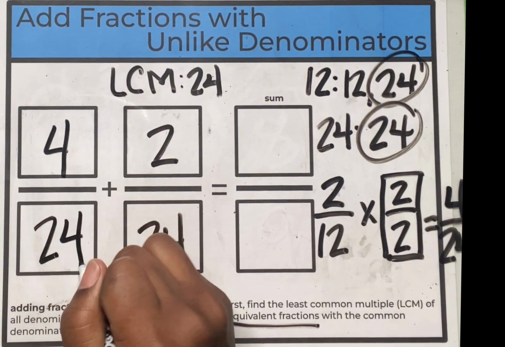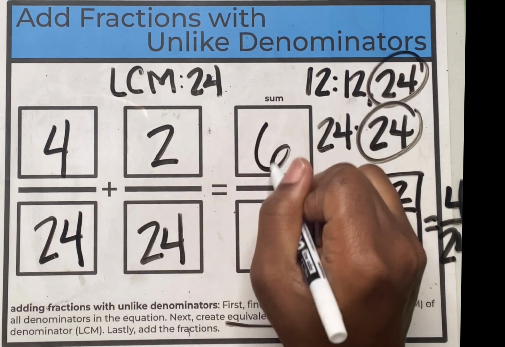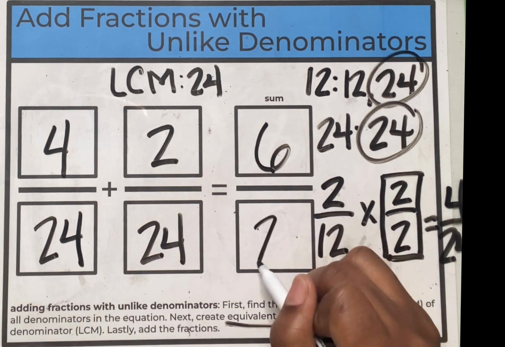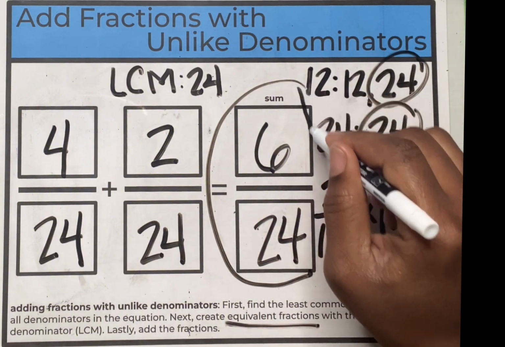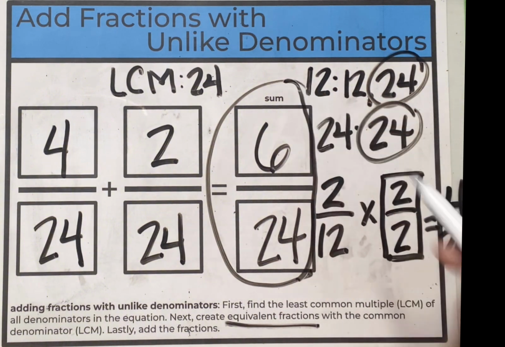We're going to add our numerators. 4 plus 2 is 6. 24 stays the same. Never, ever, ever add or subtract those denominators. Final answer, 6/24.